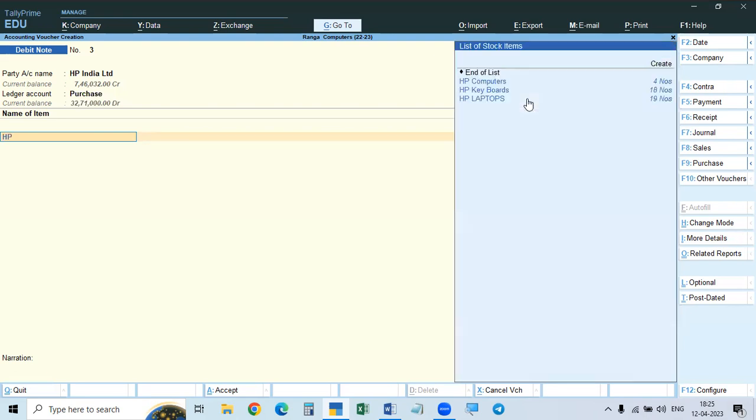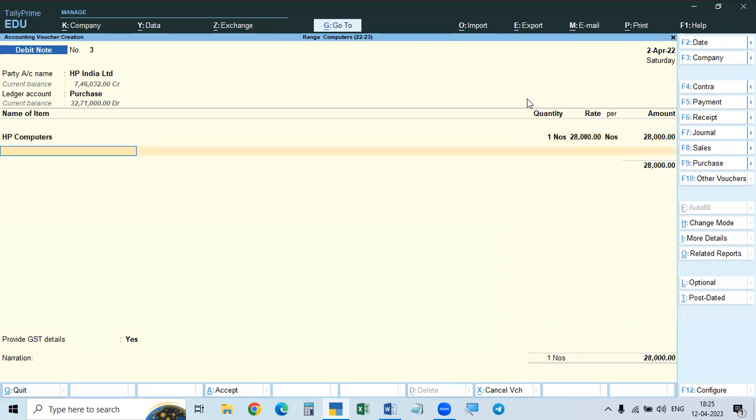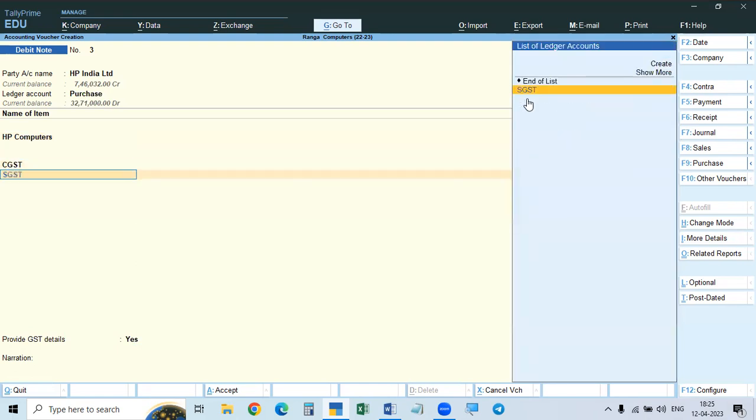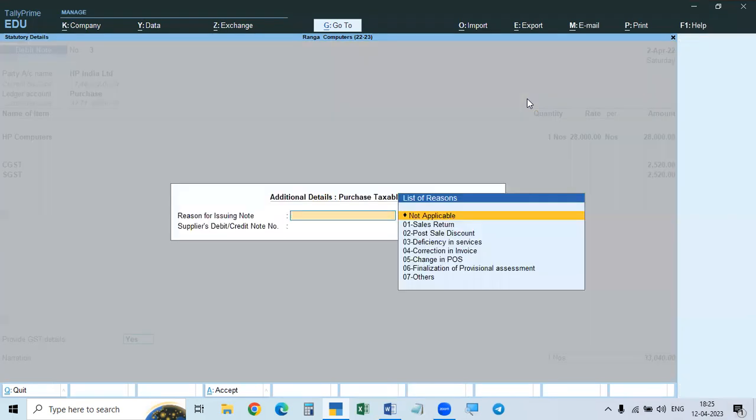And here, what is this? HP Computers. Suppose we ordered five, they supplied and billed six. So one is extra, and one is 28,000 rupees. So that 28,000, and then here CGST, here GST. What is the reason here? It is not a return. It is not a discount. It is a correction in invoice.